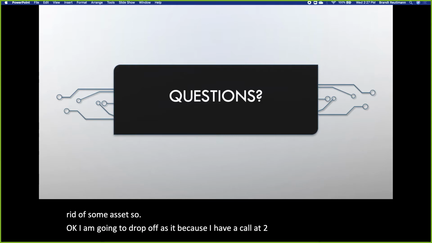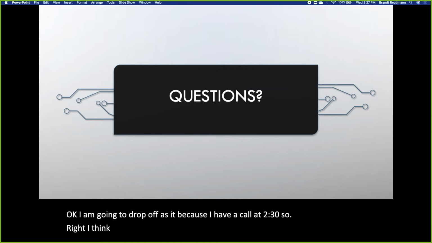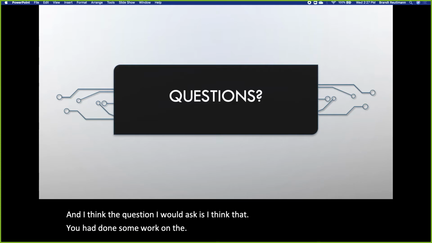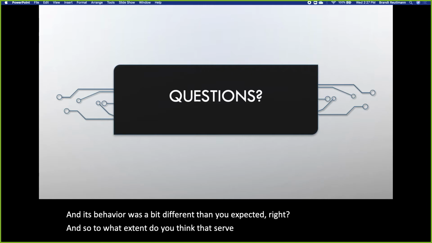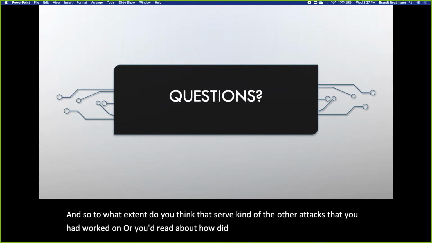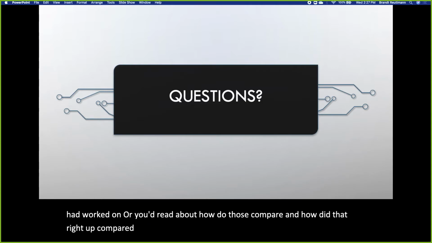Sounds good. Brent, the one question I would ask is, I think you had done some work on the behavior of other systems with respect to cyber attacks. And then you got this system running, and its behavior was a bit different than you expected, right? To what extent do you think the other attacks that you had worked on or read about compare with what you saw in the dynamics of this system?